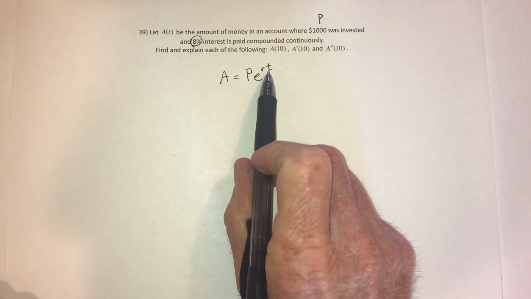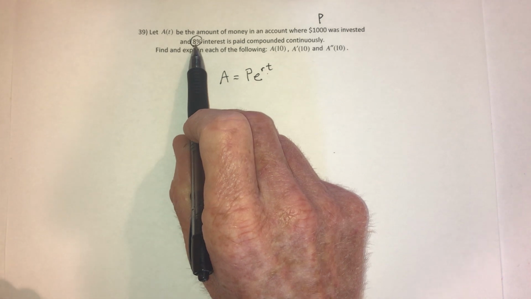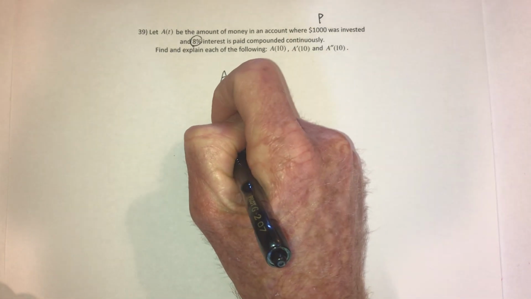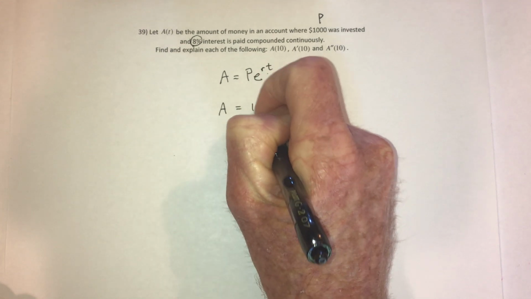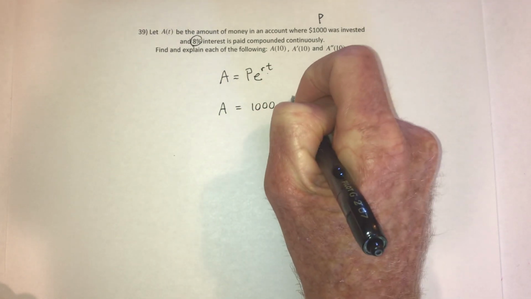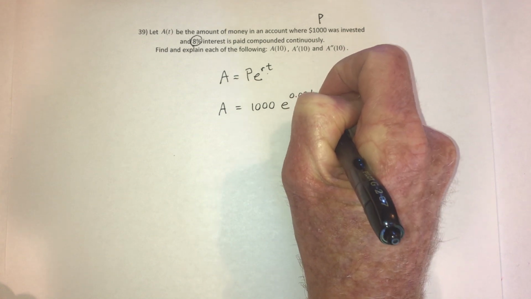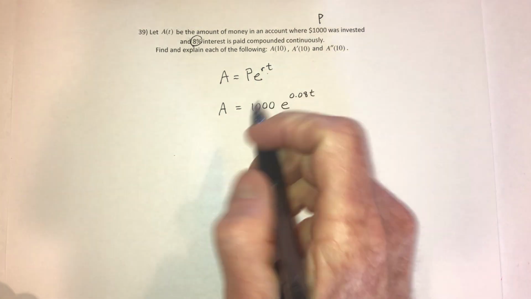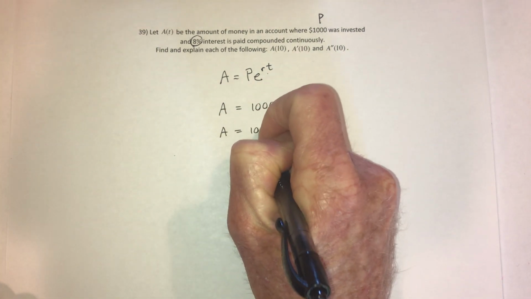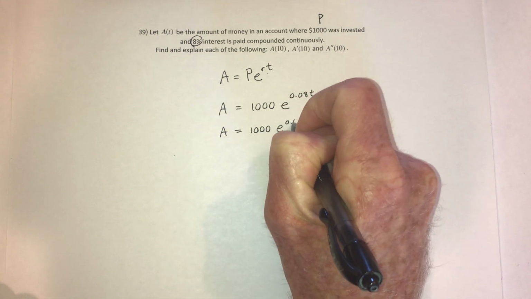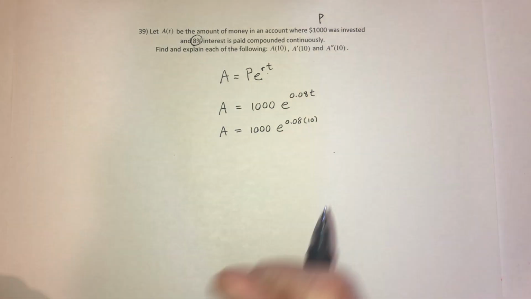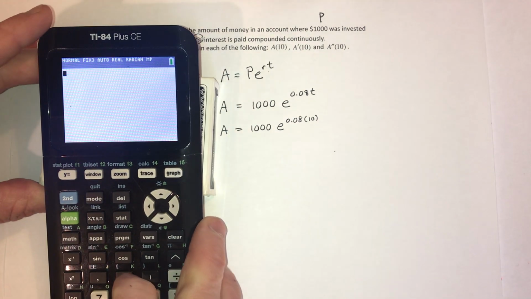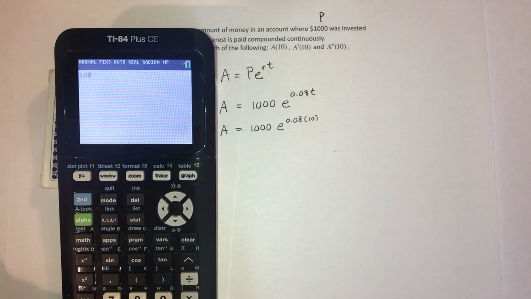And in this, time is in years, because you're not going to make 8% in a day. It's going to be a year. So first of all, the formula is take the principal of $1,000, e to the 0.08t. Now plug in a 10. So 1,000 e to the 0.08 times 10.